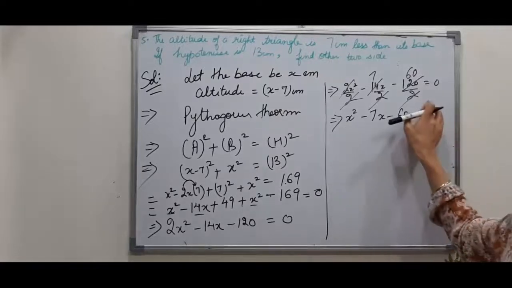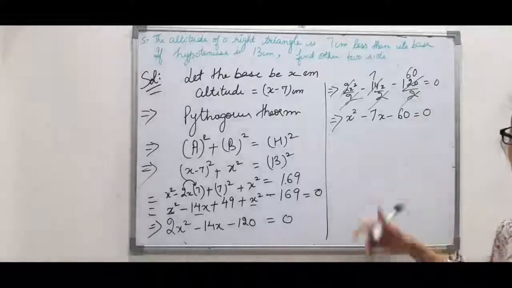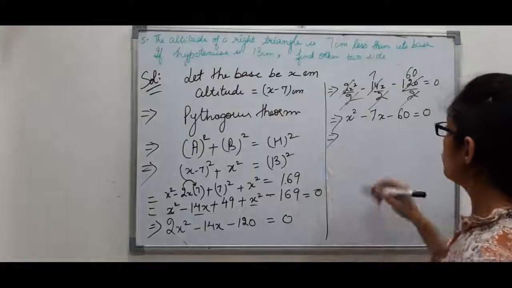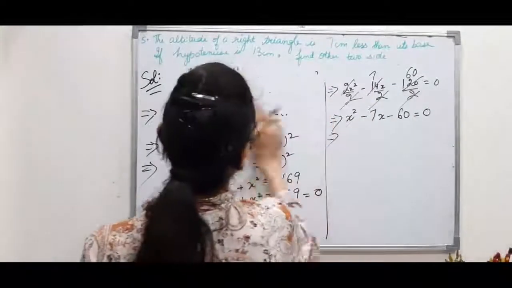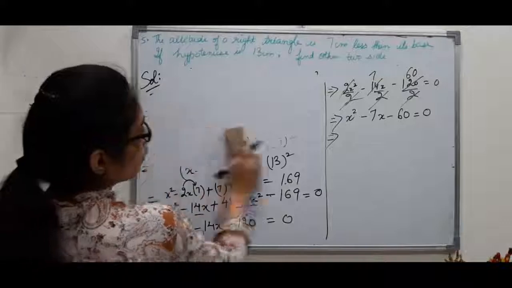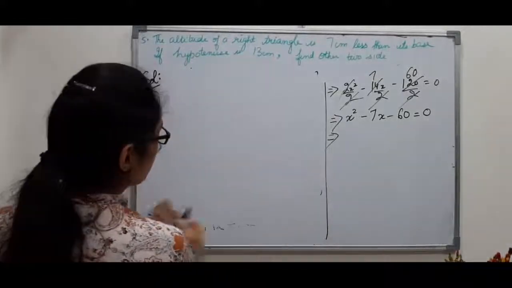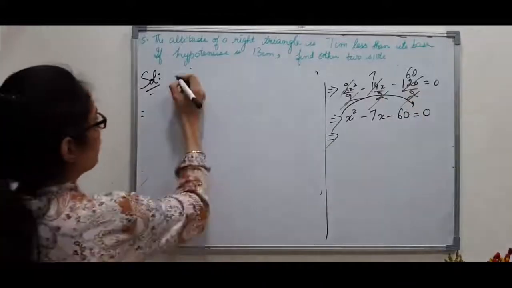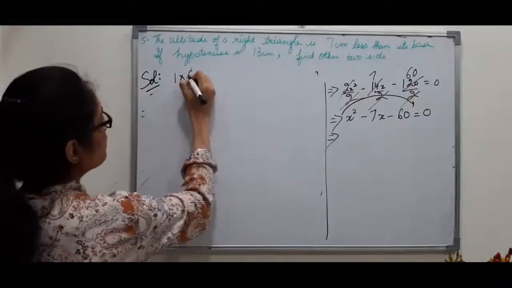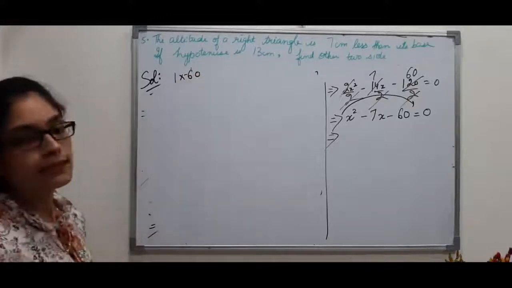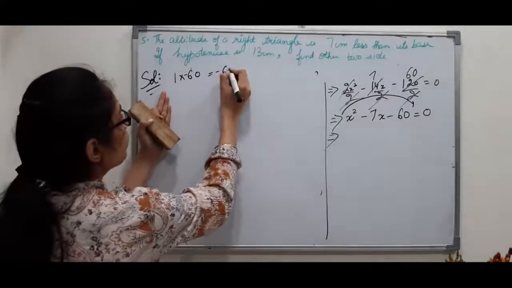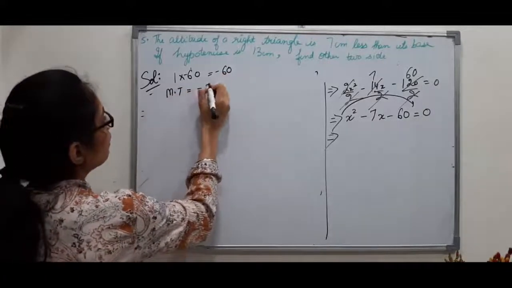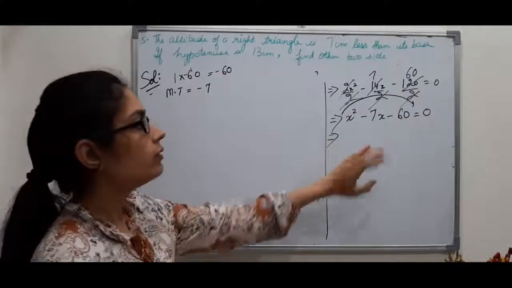Now let's solve this equation by the method of factorization. The first step will remain the same. We will multiply the first term with the last term. So it will be 1 into minus 60, which is equal to minus 60. Now we will write the middle term, which is minus 7. We have to be very careful regarding the signs.